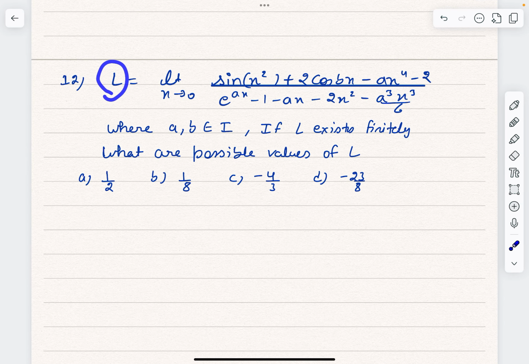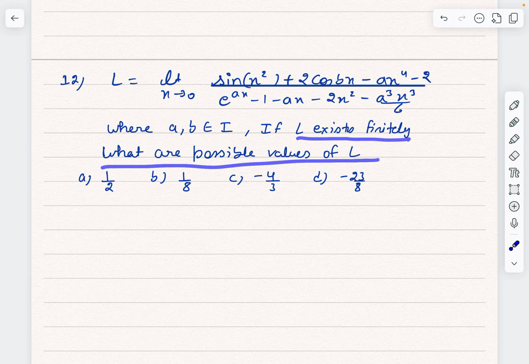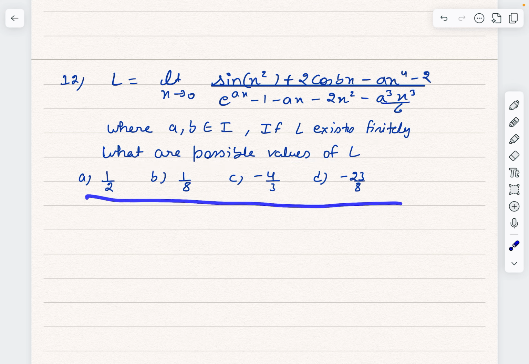Let L be the limit as x tends to 0 of [sin(x²) + 2cos(bx) − ax⁴ − 2] divided by [e^(ax) − 1 − ax − 2x² − (a³x³)/6], where a and b belong to the integers. If L exists finitely, what are the possible values of L? There are four options. This is a bit difficult problem. You can give it a try. Let us start the discussion now.